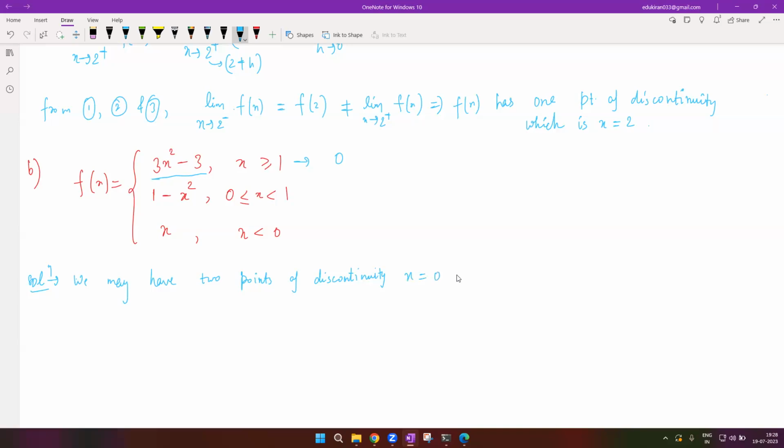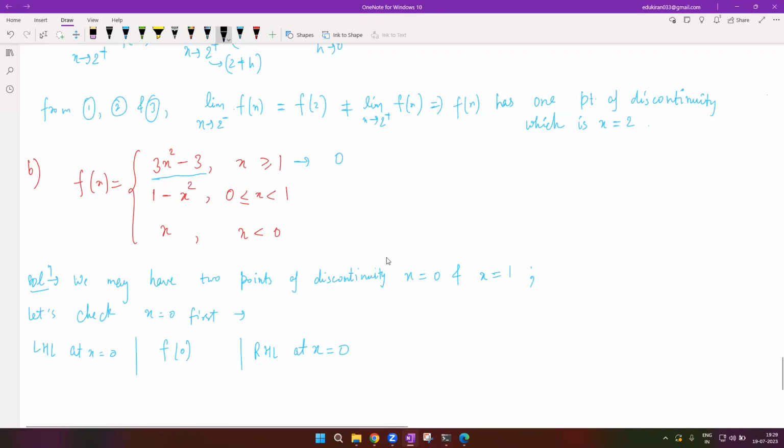One is x equals 0 and another is x equals 1. So what we will be doing is, first we will be checking for x equals 1, or maybe whatever you want to check. Let's check x equals 0 first. So we will be finding out LHL at x equals 0, then F0, and then RHL at x equals 0.